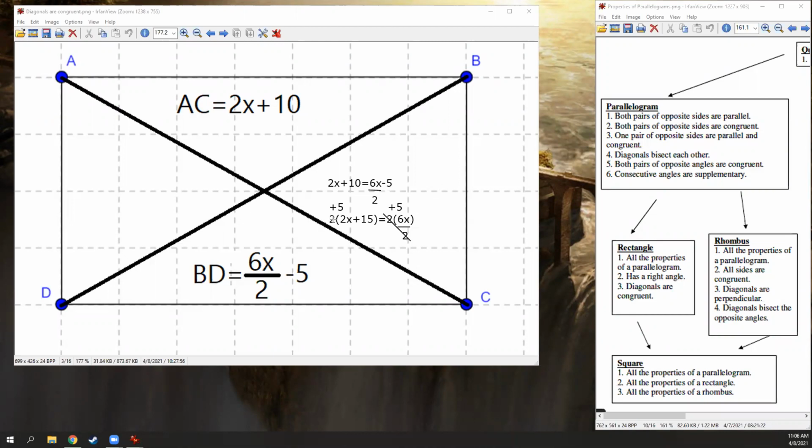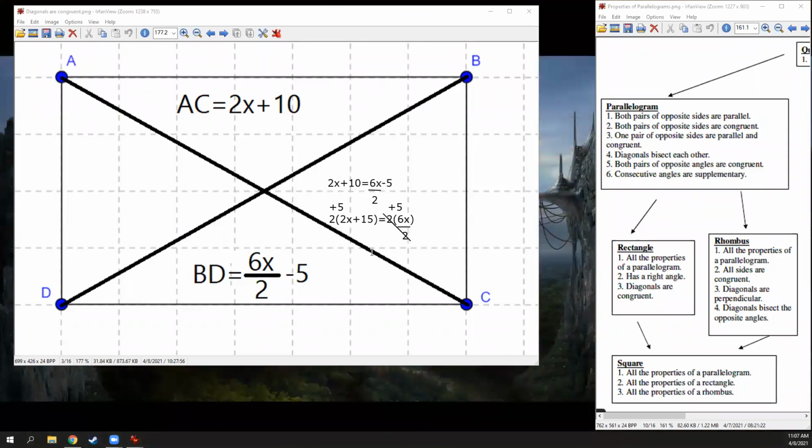So all I have to do is distribute this 2, and then it looks like a normal equation, and that's what I like. So 2 times 2 is 4, 2 times 15 is 30. I'm going to move it over here, or down here. So we get 4x plus 30 equals 6x. And from there, it's a nice, easy equation, right? I'm going to move the smaller x.